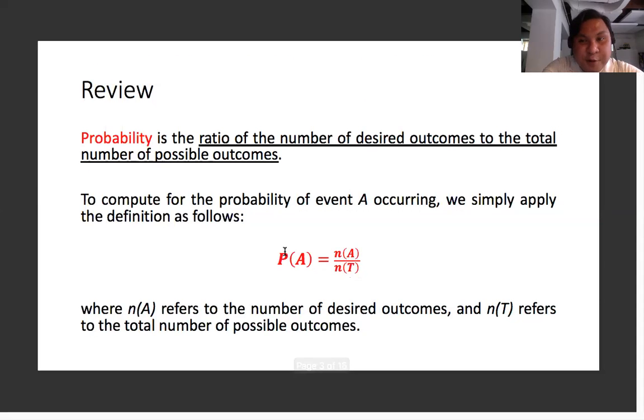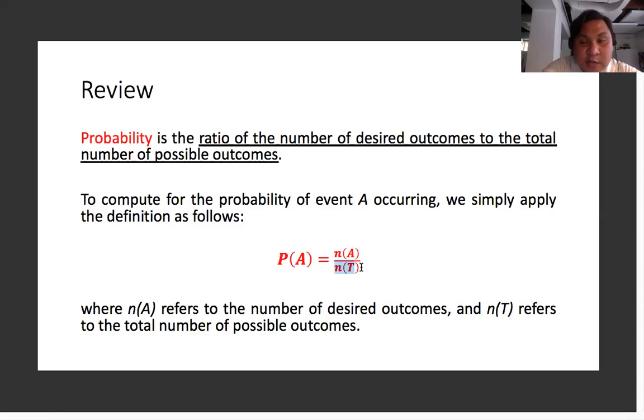Okay, before we go there, please take note of this review. Probability is the ratio of the number of desired outcomes to the total number of possible outcomes. So if you want to figure out the probability of a particular event occurring, you need to determine the number of ways that event can occur, and then you divide that by the total number of ways that any event can occur.